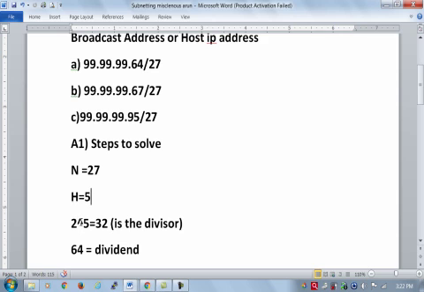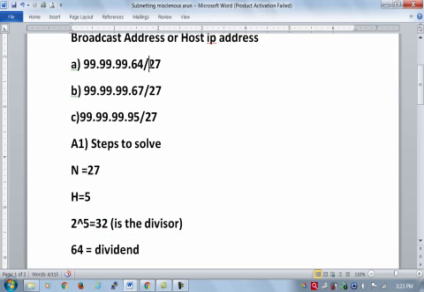Now 2 raised to the power 5, that is the host 5, 2 raised to the power 5 is equal to 32. And this 32 becomes my divisor. So just to summarize what I have said: in this simple problem we have three different addresses, and you have to identify if the given address is a network address, or a broadcast address, or a simple host IP address.